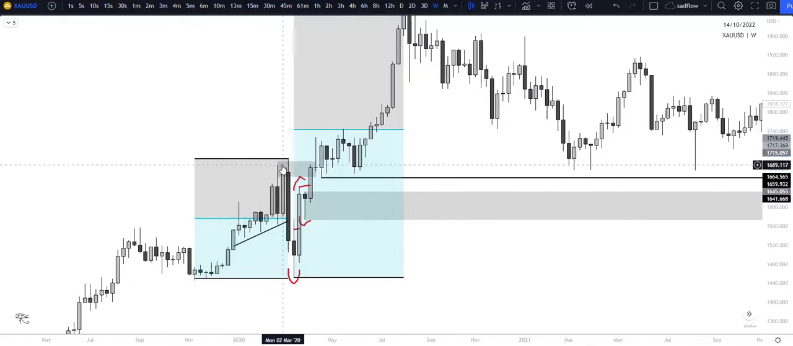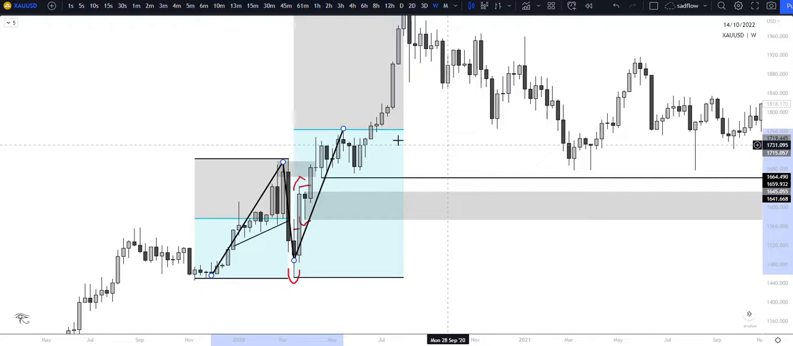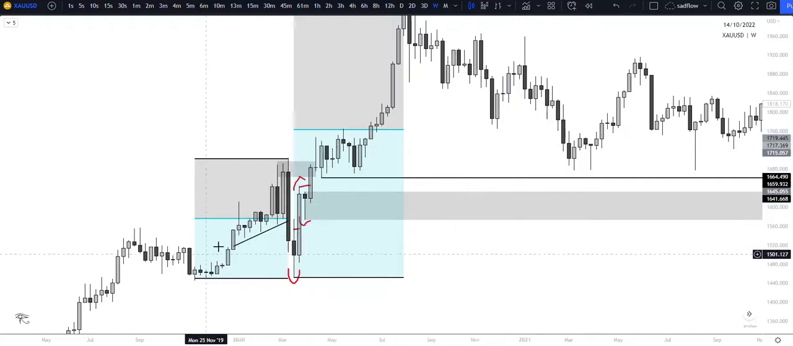Price came up into premium, distributed into discount, and then mitigated what started our break of structure to the upside. So overall, we still maintained bullish behavior. We just made a higher low and then continued to the upside from this swing move that we have here. It came down and filled imbalances and then continued to the upside.